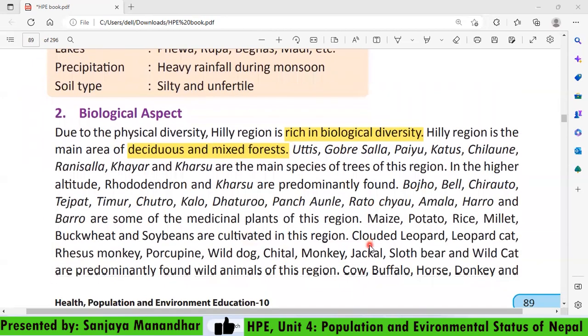Now let's go to the biological aspect. Here, what type of animals and plants are found? This hilly region is very rich in biological diversity. You remember this. And it has deciduous and mixed type of forest. In the higher altitude, there are different forests which can be found in the mountain region, and in the lower part, the forest which can be found in the Tarai region. So it is mixed forest, and mainly deciduous forest can be found in this hilly region. Deciduous forest means for 6 months they shed their leaves.